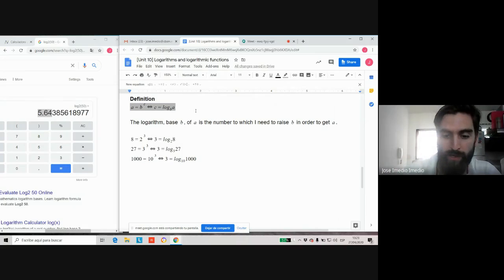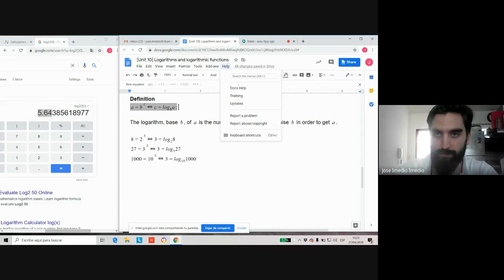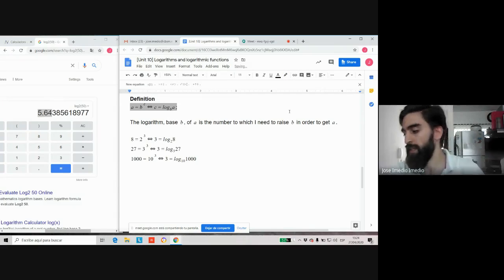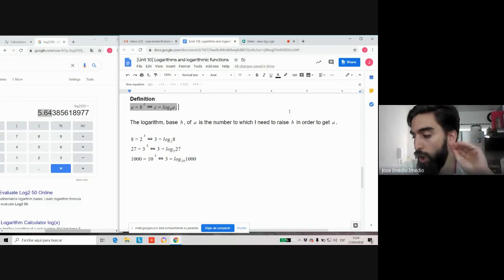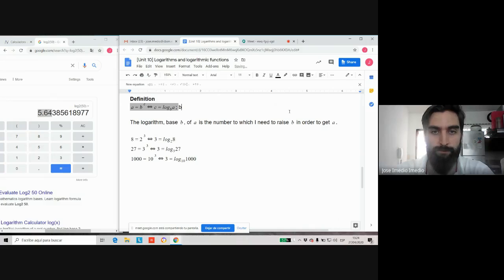And there are a couple of conditions here. Same as with the exponential functions, here we need to say that always b has to be larger than 0.